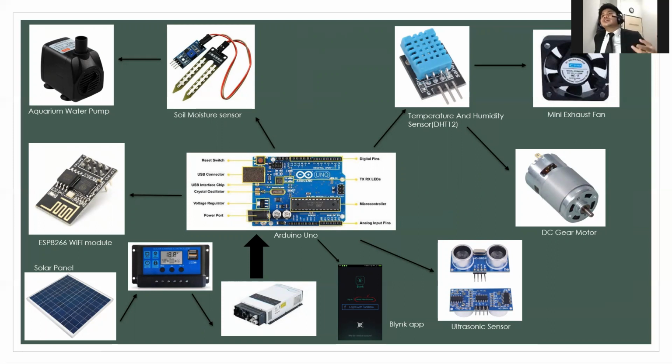It measures the surrounding air with a capacitive humidity sensor and a thermistor and outputs a digital signal on the data pin. No analog input pin is needed. This sensor is connected to an exhaust fan to suck out the heat and a DC motor to control the humidity.